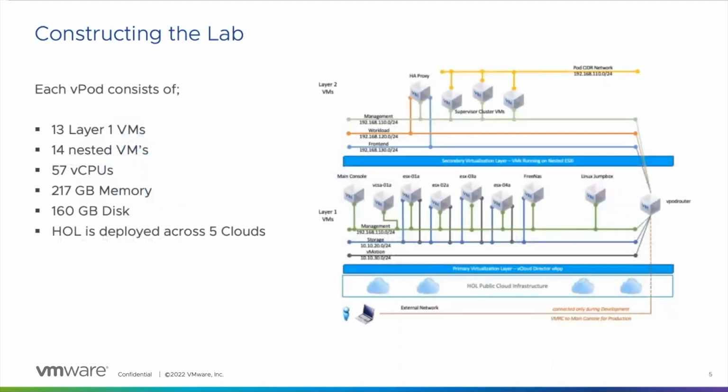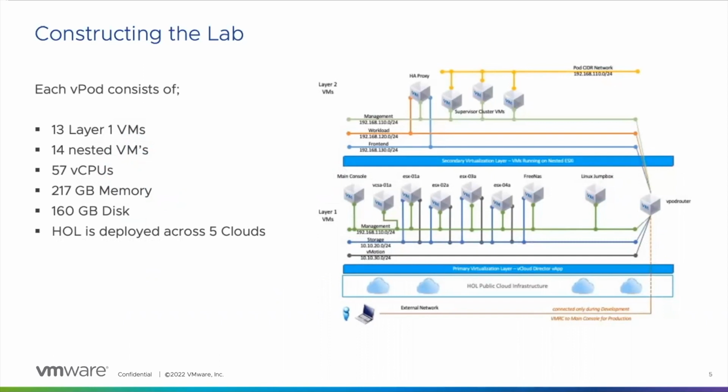The vPods are created using vCloud Director, and here we can construct the required networks and install virtual machines. The environment consists of layer 1 and layer 2 virtual machines. Layer 1 machines are running directly on ESXi physical hosts, and the layer 2 virtual machines are running on ESXi virtual hosts.